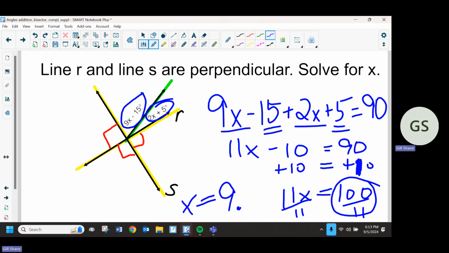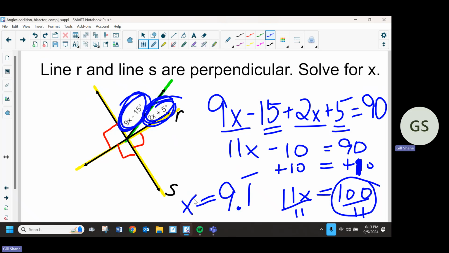just remember, this is not the measure of the angle. X is not the measure of the angle, or angles plural. The measure of the angle is either that, if we're talking about the little angle, or that, if we're talking about the big angle. So just remember, go back and read the question and see if you need to solve for an angle. You will not need to do that on the exit ticket.